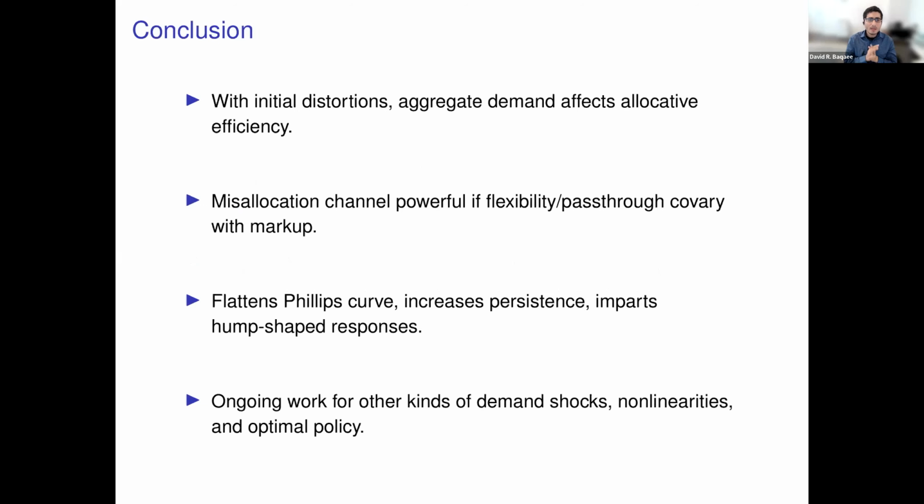So to wrap up, hopefully what you'll take away today is that if there are initial distortions, then demand shocks can affect productivity and they can affect it through allocative efficiency. And these effects can be powerful if price flexibility or pass-through co-varies with the level of the markup. And so ongoing work, obviously, to expand this to thinking about other kinds of demand shocks and optimal policy and so on. I'm going to stop here. Thanks.